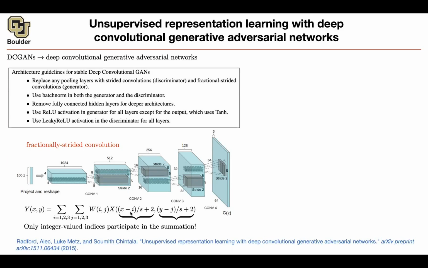Some of these values are not going to be integers. You just ignore them. They are not going to be part of your summation. You just ignore them because they don't exist. There is no such pixel at your input, so you just ignore it. That's fractionally strided convolution.